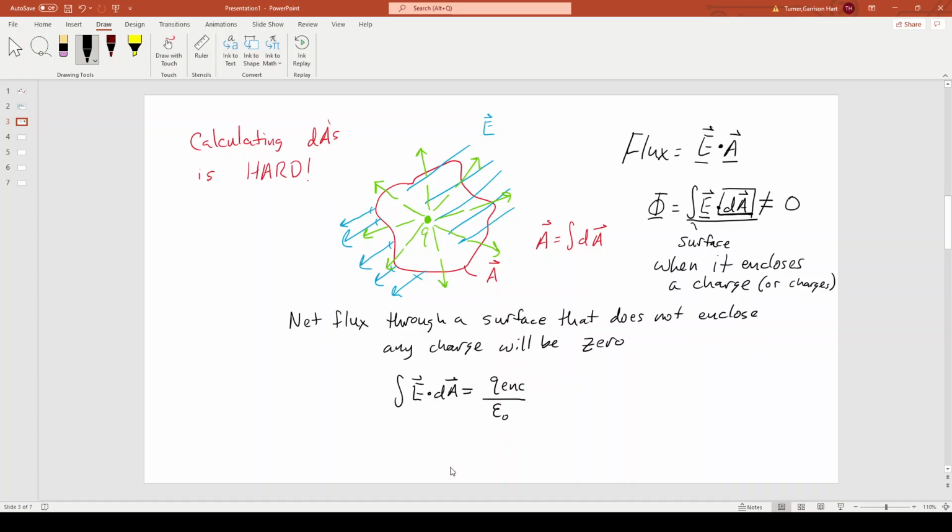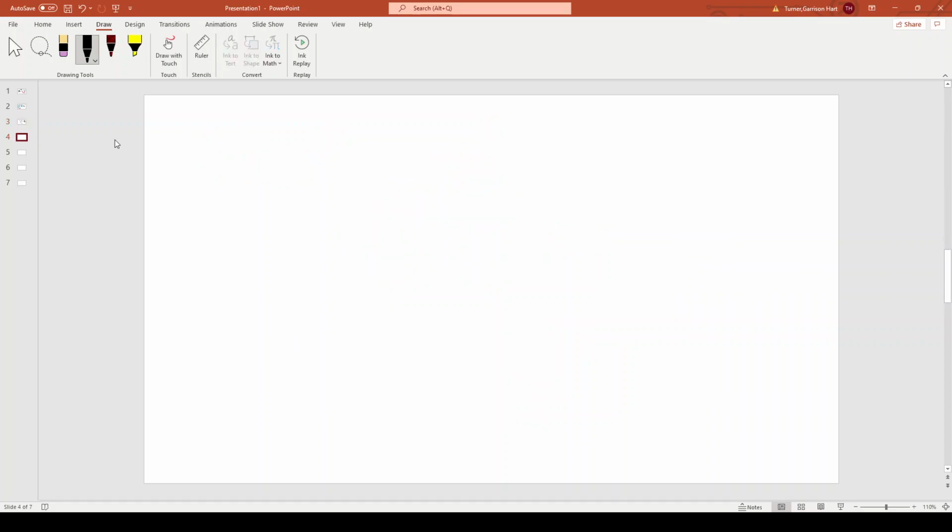And for units to be complete, we have to have the electric constant in there, or the permittivity of free space, rather. Okay, but that's kind of a philosophical motivation to think about this. So now some simple applications, and we'll also outline the essential steps.